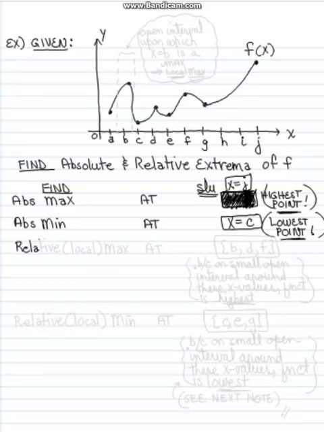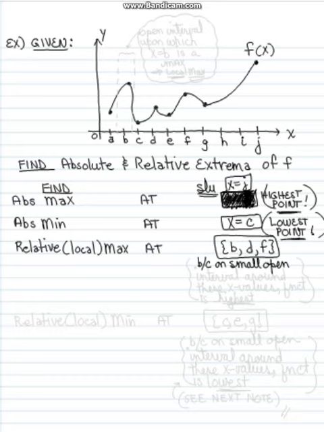A little more difficult for relative or local max or mins. First we look at the local max. It occurs at three different places: x equals b, d, and f. So just take a look at each of those x values and trace your eyes up to the graph.